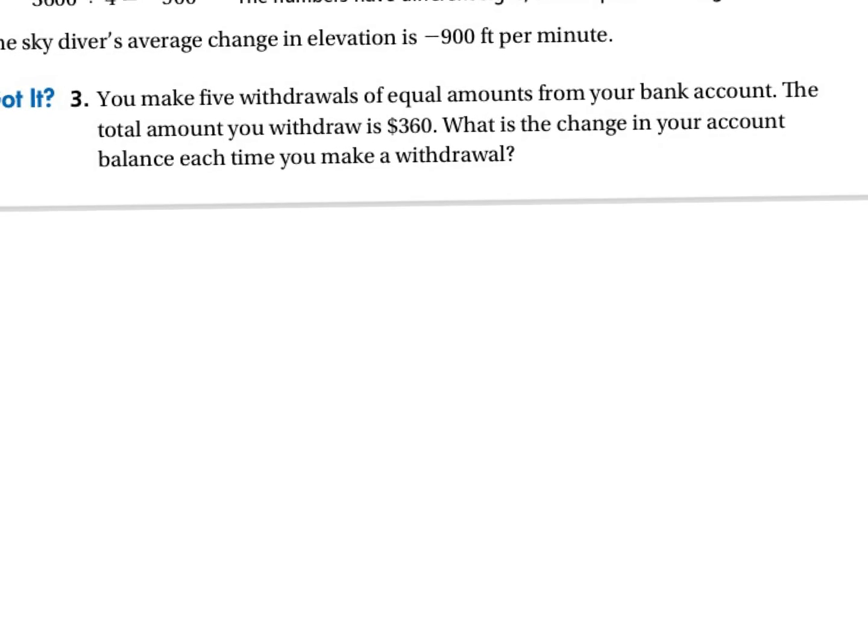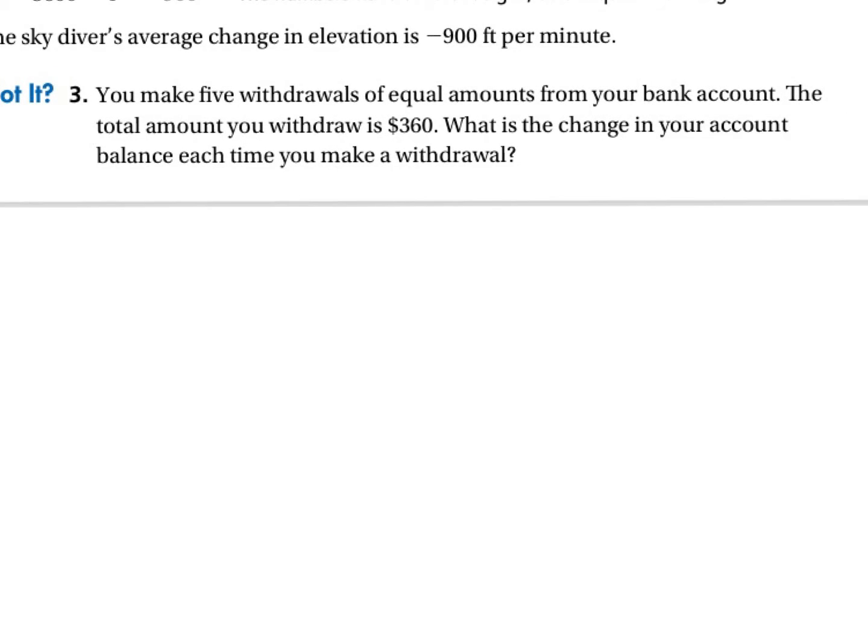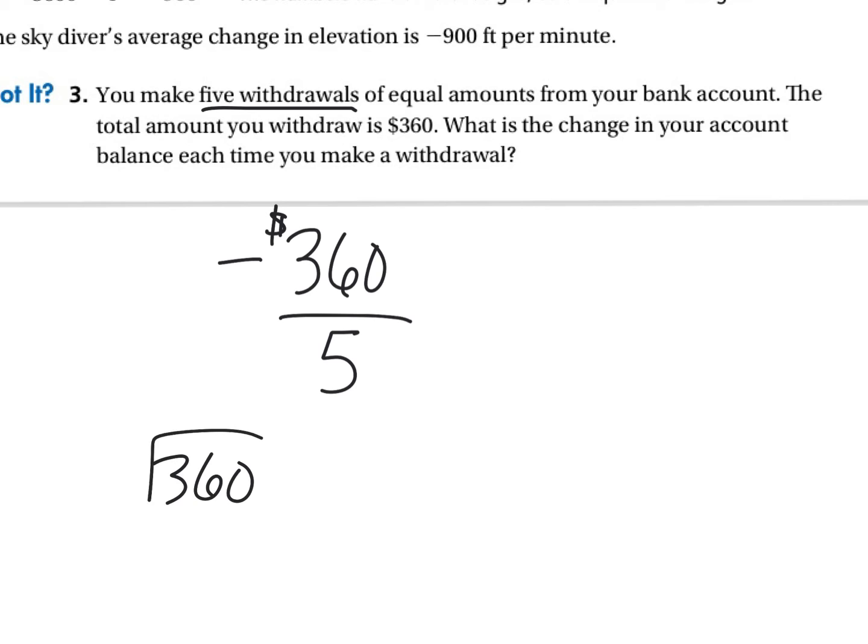Got it? 3. You make 5 withdrawals of equal amounts from your bank account. The total amount you withdraw is $360. What is the change in your account balance each time you make a withdrawal? So withdrawal is taking money out of your account. So altogether withdrawing 360 would be like negative $360. And we have 5 withdrawals. So if it was the same amount each time, we would want to divide that up by 5. And so this would probably be something we would be working off to the side just to make sure we're doing this right.